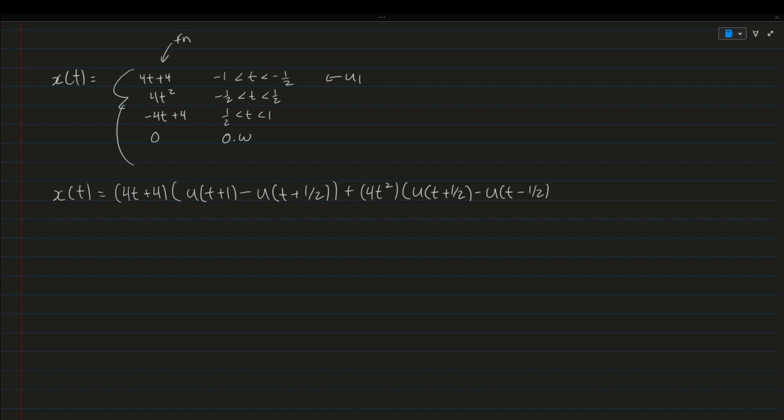Okay, and then finally it's plus, what do we have? 4 minus 4t times u of t minus 1 over 2 minus u of t minus 1. And so there you have it. This is the function x of t.